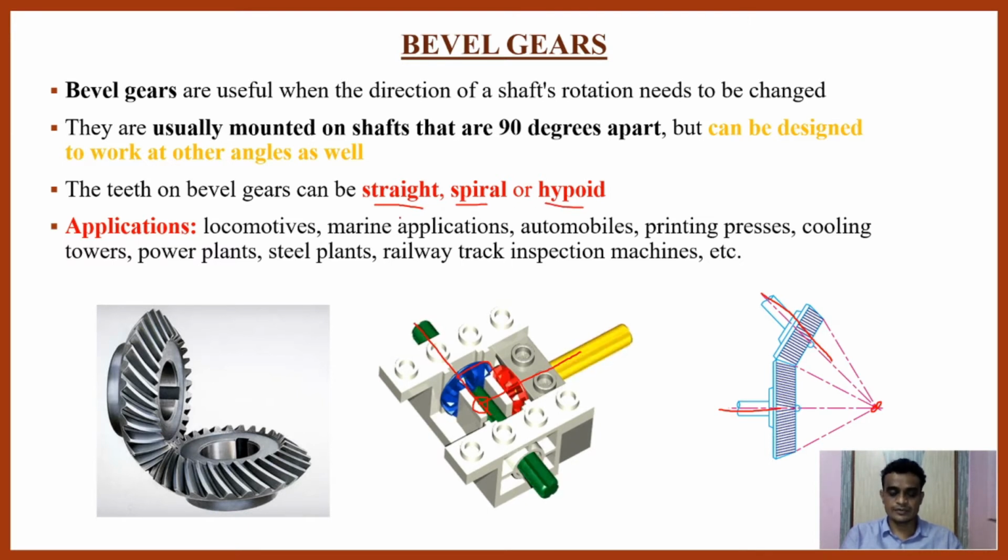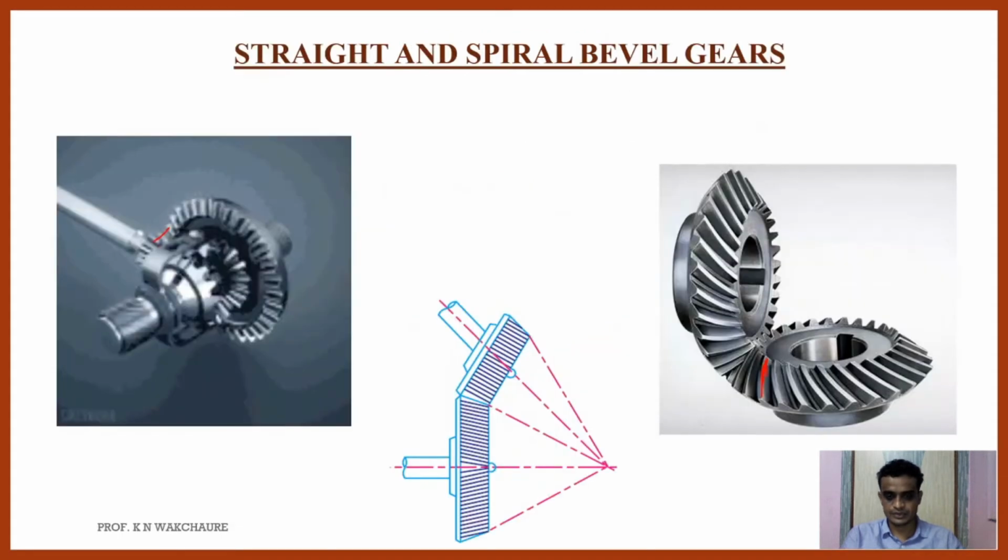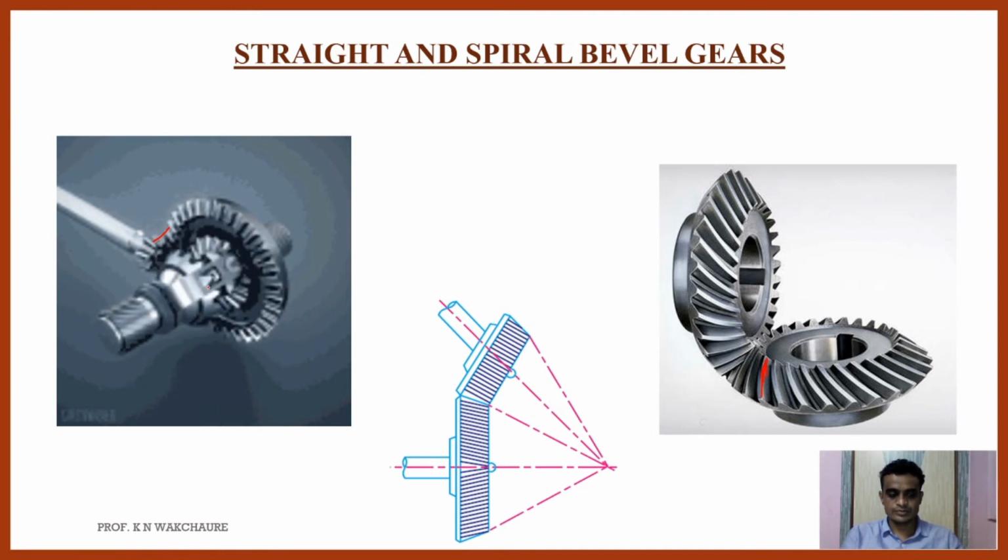The bevel gears are used in locomotives, marine applications, automobiles. In every application, we'll find the use of the bevel gears. These are the spiral bevel gears. Again, you'll find one application, which is the differential gearbox in the propeller shaft of a four-wheeler or truck. You will find one pair of differential gearbox, second pair, third pair; we need to use these to transmit the motion.